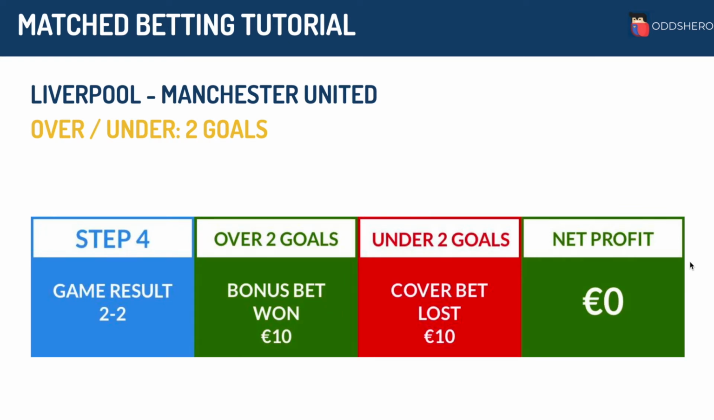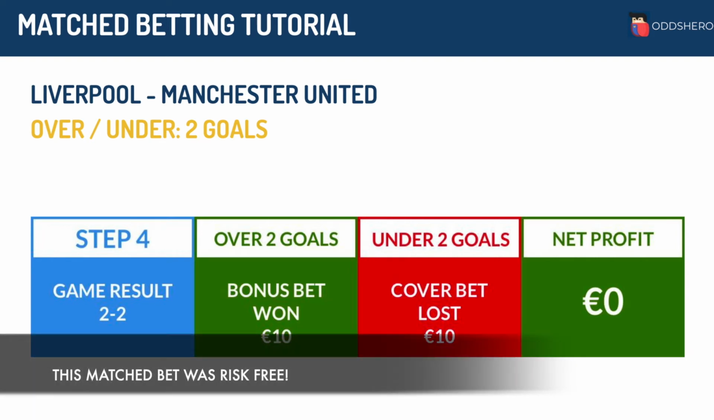Step 4, the game ends and we make a €0 profit on the match bet we just placed. So as we can see, the bonus bet we placed won €10 because there were more than 2 goals in the game, while the under 2 goals cover bet we placed lost, and there we lost €10. So the net profit of that is €0. So essentially we broke even. So here we have a break-even scenario.